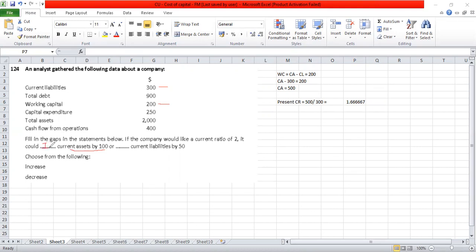Either that or the current liabilities by 50. So already current assets are 500. So half of it becomes 250. But at present they are at 300. So decrease the current liabilities by 50.